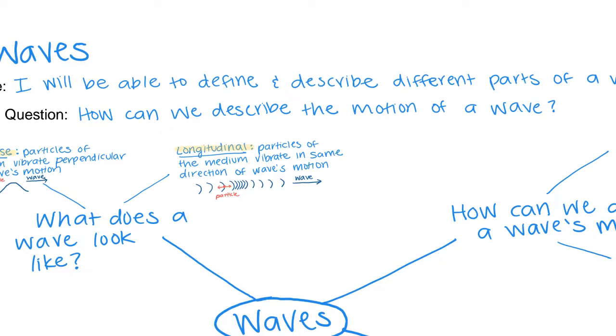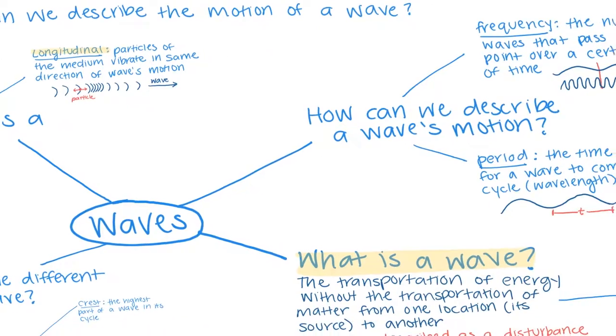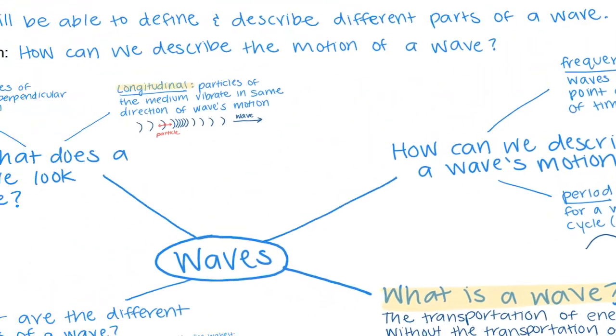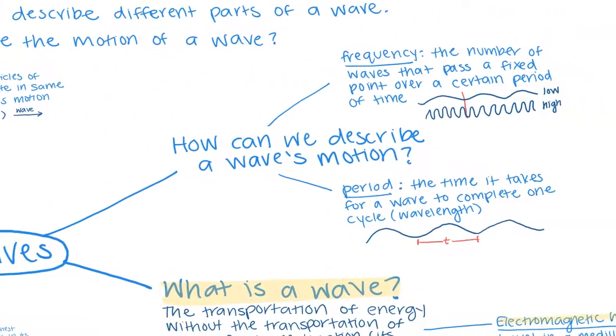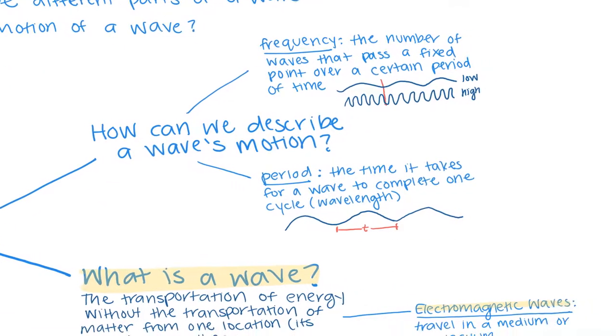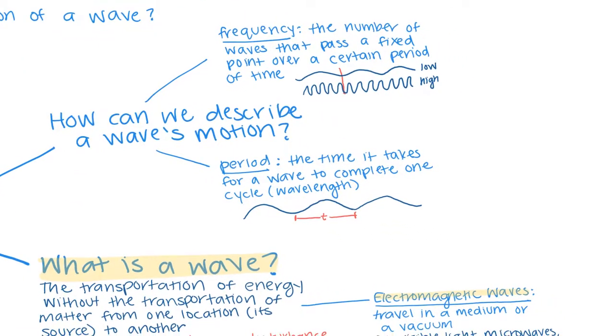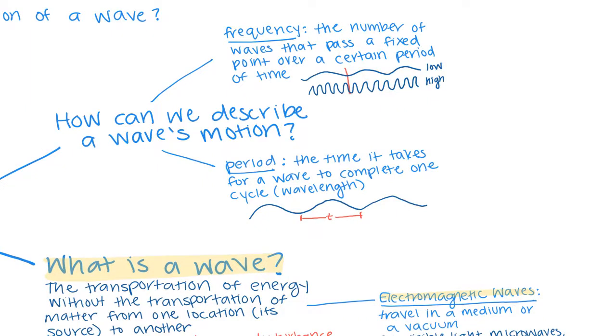All right, so that's kind of breaking it down for what a wave might look like. Now we can get into how we could describe a wave's motion. If we wanted to describe a wave's motion, we have two different ways of doing so. The first thing we could talk about is frequency. Now, the frequency is the number of waves that passed a fixed point over a certain period of time.